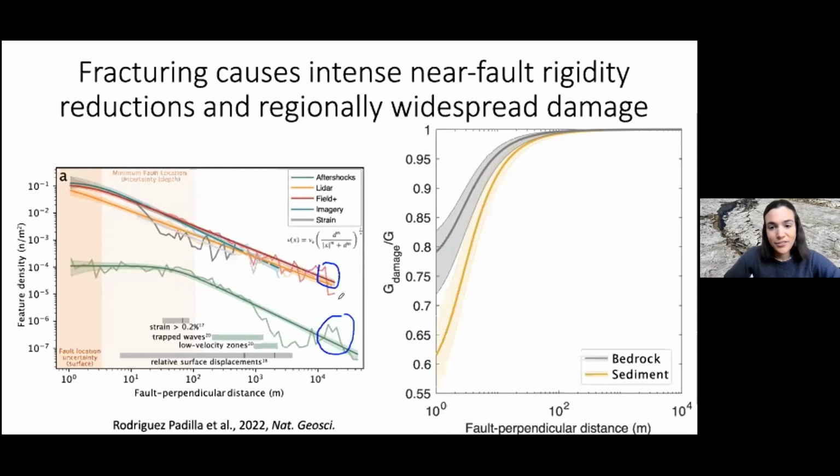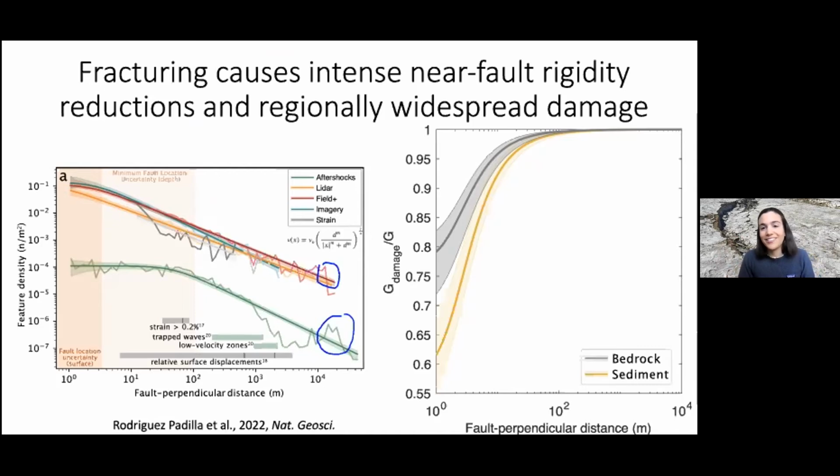So our observations simultaneously reveal two things. One, the role of macroscopic fracturing in generating this intense near-fault damage, which the shear modulus decrease plot captures really well, but also that widespread damage may accumulate regionally. And what I really want to point out to you is that both of these behaviors, both this high intensity near field and widespread low intensity damage, are part of the same continuum. They're happening as part of the same nonlinear fracture density decay.